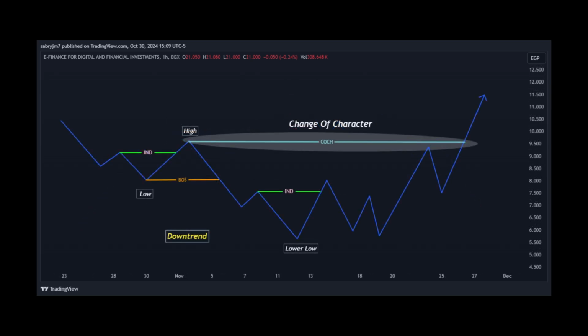In a downtrend, we have a low lower than the previous low, and the condition for trend continuation is to break the newly formed low. But if the high formed between the two lows is broken, this means the crucial condition for the continuation of the downtrend has ended, and here a change of character occurs, indicating a reversal in the trend direction.